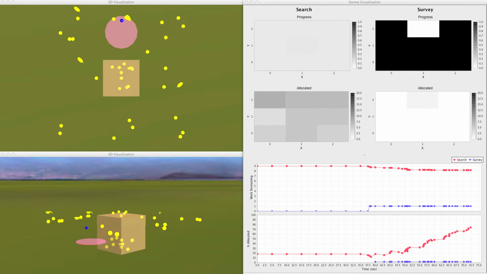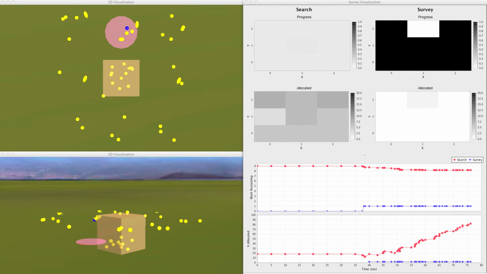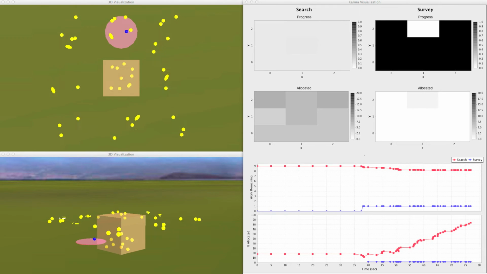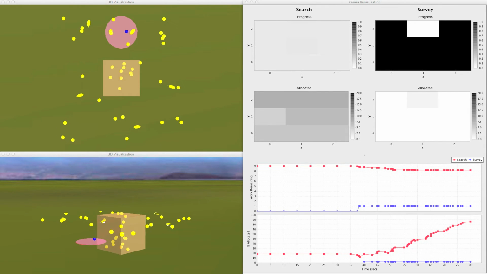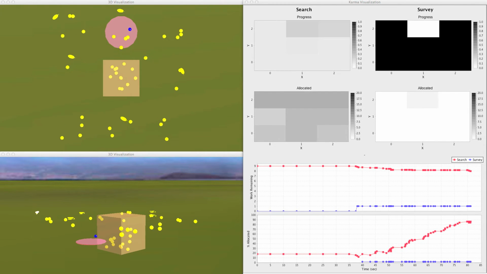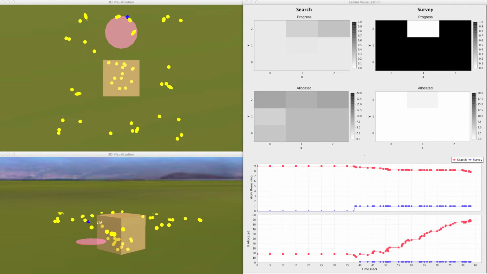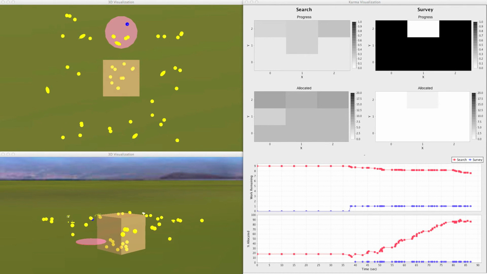The survey behavior is dependent on the search behavior, as it doesn't make sense to inspect a flower until it has been located. Karma divides the world into regions. For this application, the world is divided into 9 regions, 3 rows by 3 columns.